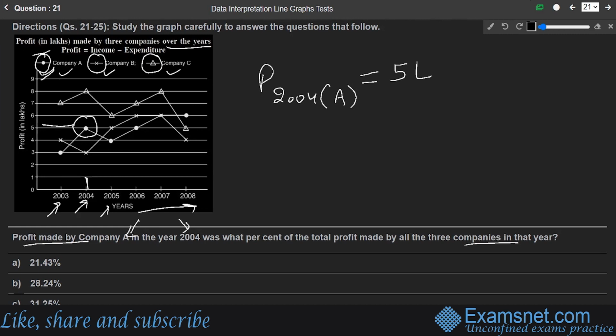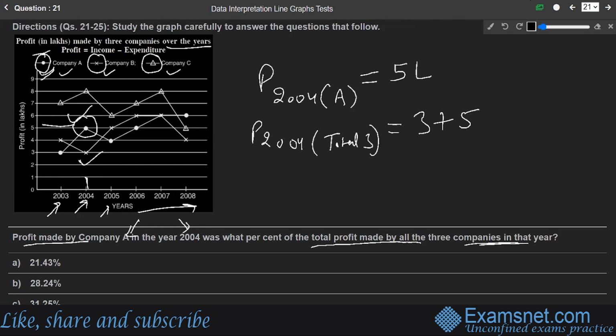Now, the other data to be picked up is the total profit made by all three companies in that year. So in 2004 itself, the total profit earned by all three is what we are supposed to find out. For 2004, we add this value, which is 3, plus the next value in 2004, which is 5, plus the triangle, which is 8. If we add this together, this is nothing but 16. So that is the total value.